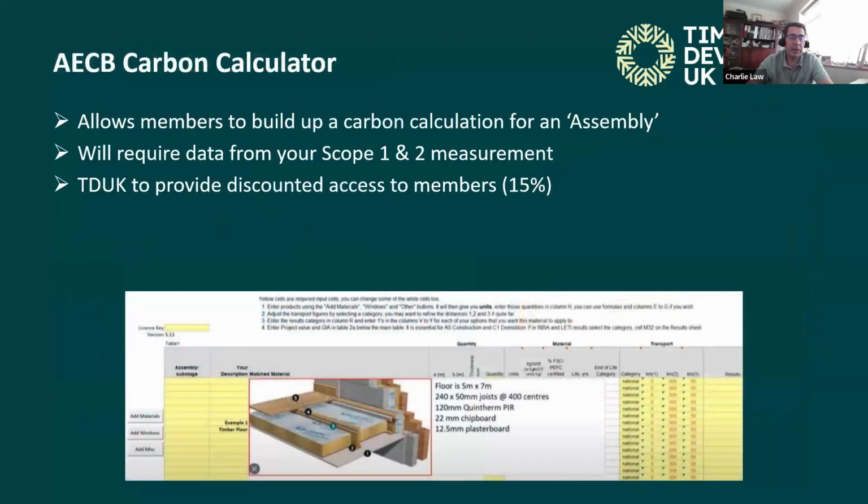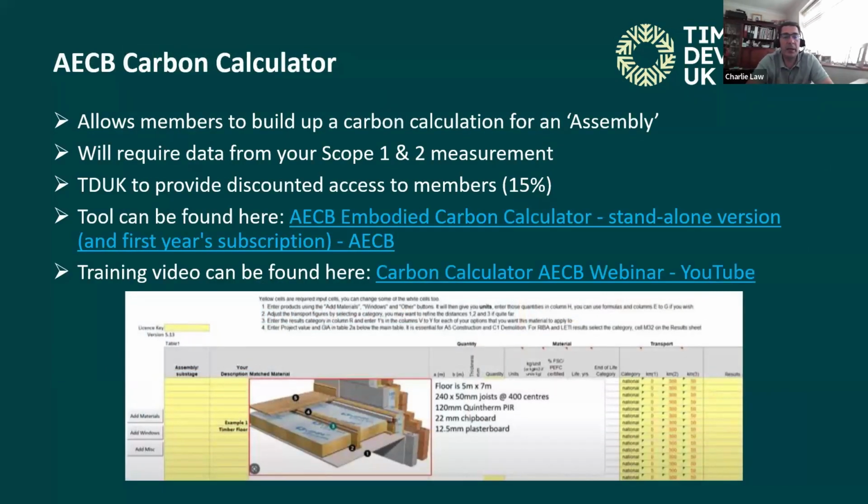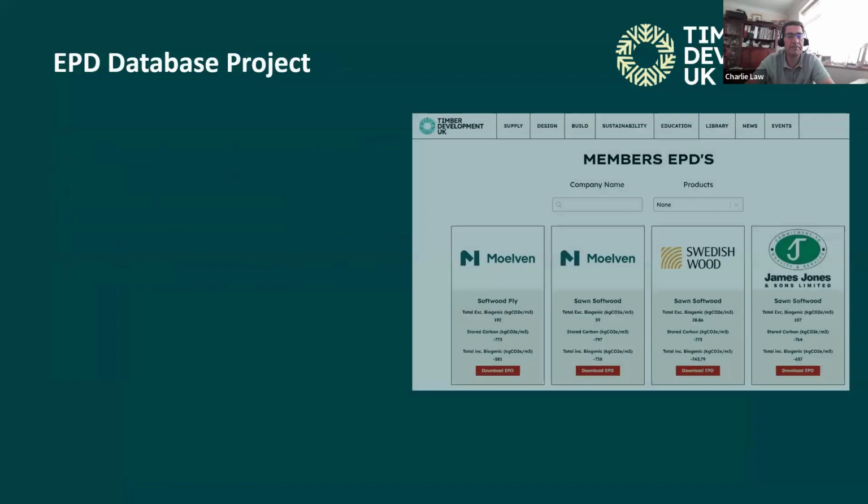And then, like I say, we talked about assemblies. We talked about the AECB carbon calculator. TD UK members get a 15% discount off that. It's a fairly cheap tool anyway. It's a license. I think the license is only 150 quid a year, so it's not a lot anyway. But that can help you bring together assemblies if you work with assemblies and bring different components into a product that you sell on to your customers.